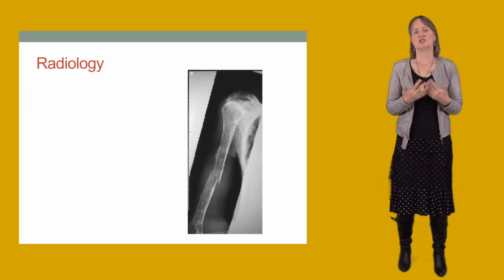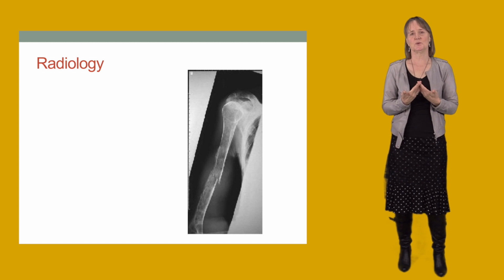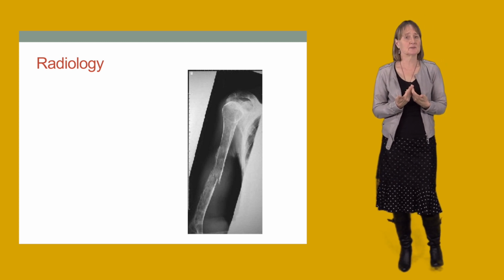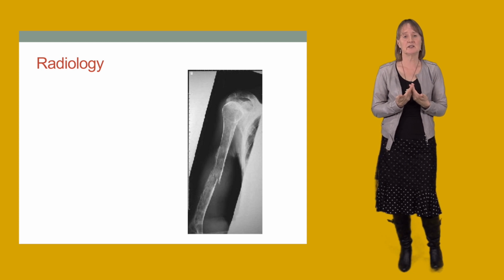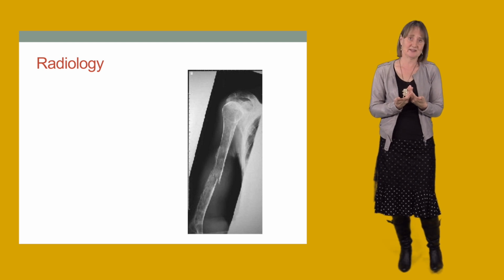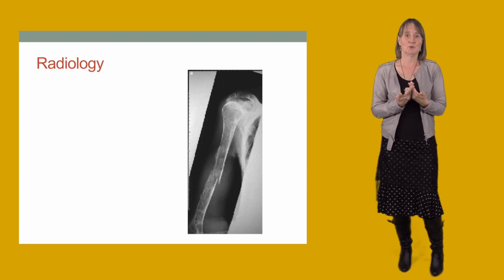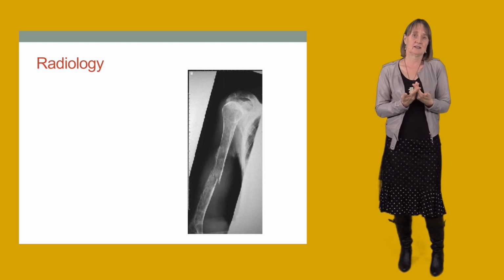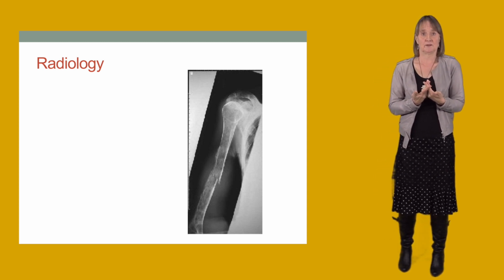This is a slide just to give you an example of what we see on plain X-rays when we're looking for myeloma lytic lesions. And this is a humerus that looks really moth-eaten because there are multiple lytic lesions all the way down the humerus. And not only that, there is a pathological fracture through some of the lytic lesions. And again, that's a characteristic feature of advanced myeloma.